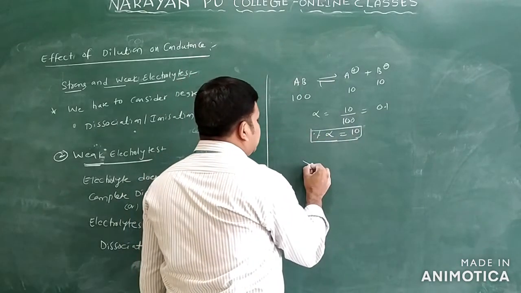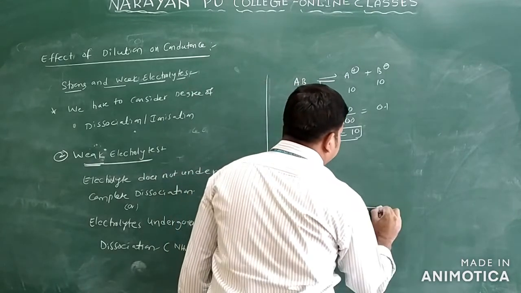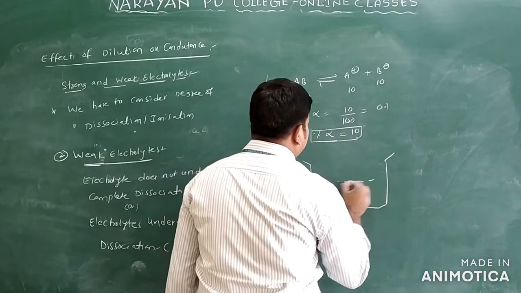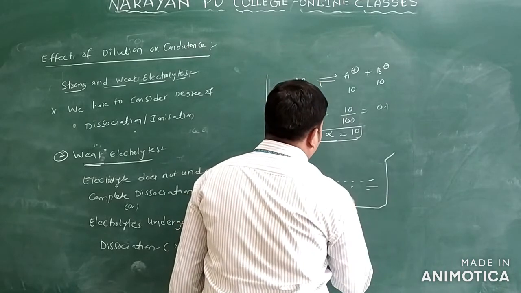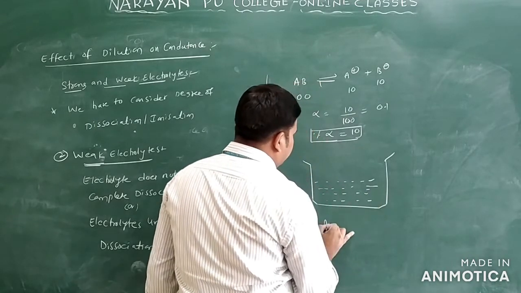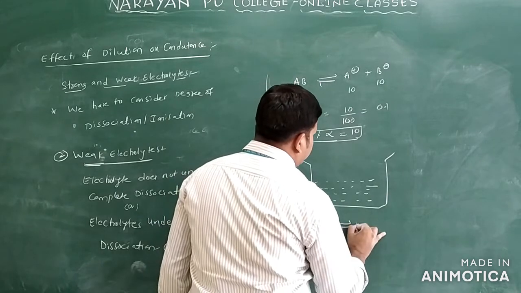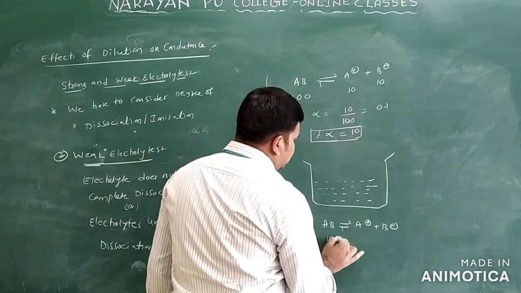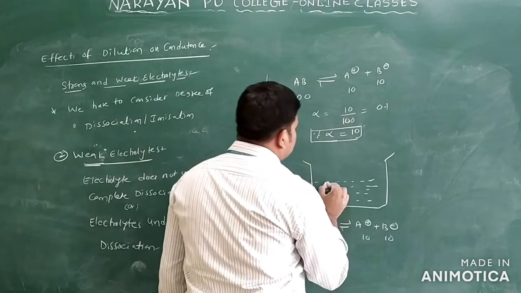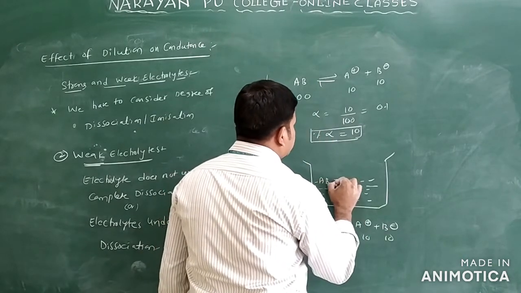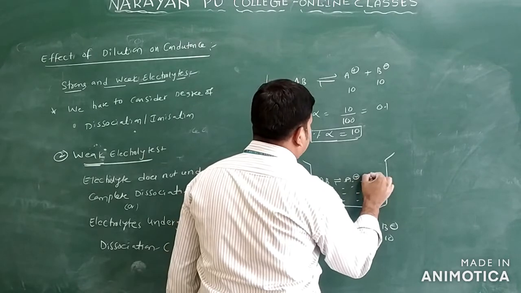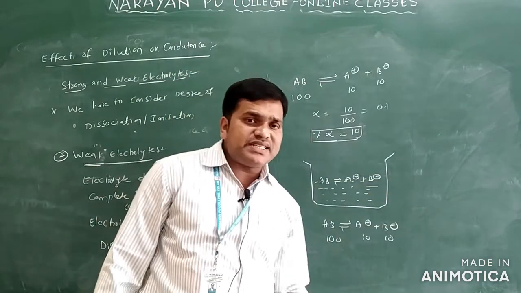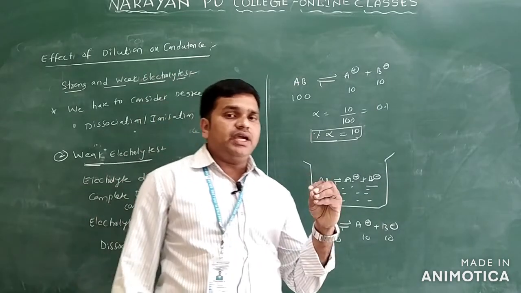Now we are taking that electrolyte solution only. In this electrolyte solution, what ions are there? We have AB, that AB can dissociate to give A plus and B minus only. Imagine this 100, this is 10 and 10 is there. So this AB dissociates to give A plus and B minus ions only.